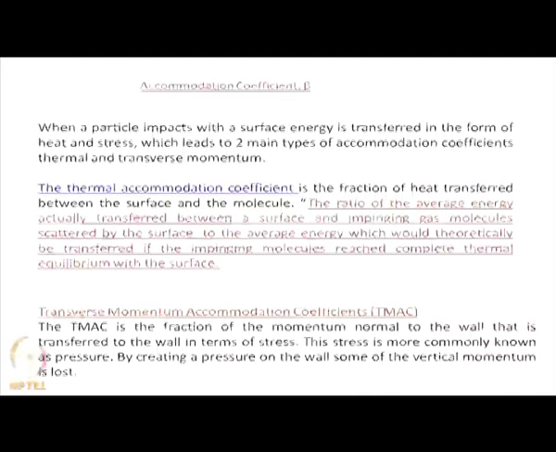called the accommodation coefficient beta, which is defined as the ratio of the average energy which actually gets transferred between a surface and the gas molecule to the average energy which would theoretically be transferred if the impinging molecules reached complete equilibrium with the surface. Now what happens here is that the molecule comes and hits the surface and reflects back into the bulk. If this is a continuum case, then it should stay here for a sufficient amount of time to reach complete thermal equilibrium, and then get reflected back.